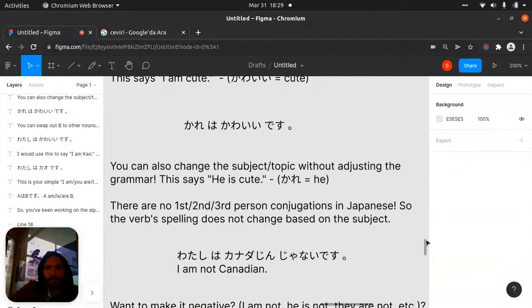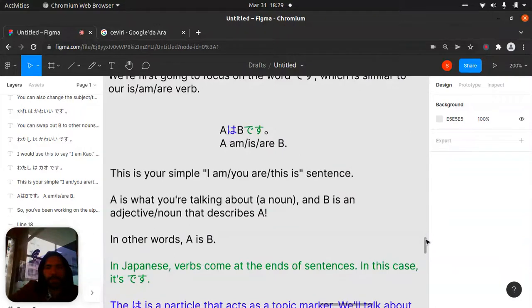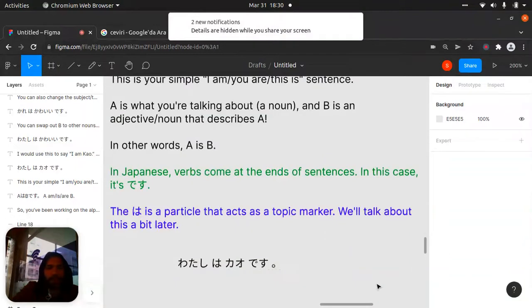So here is the B. This place is where you understand the verb goes, like am, is, are, and things like that. B will be the verbs, and the A point will be I, you, we, they, he, she, it, anything like that. The wa will be am, is, are, something like that, or desu. The wa is a particle that acts as a topic marker. We'll talk about it a bit later.